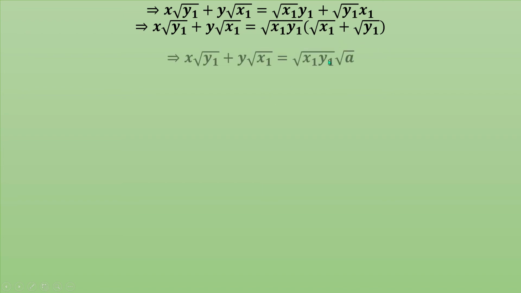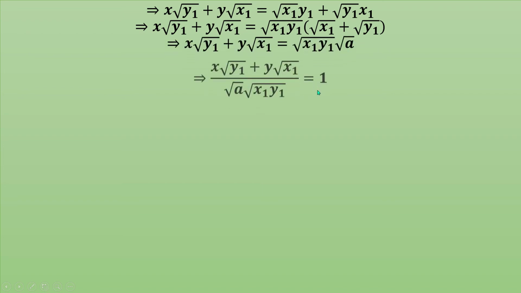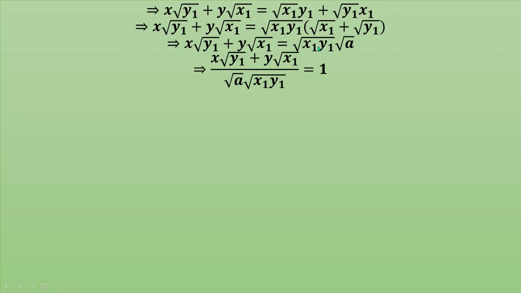Clear? And divide on both sides by square root over x1 y1 into square root over a. As a result, we'll get this. Now, this equal to, you can write and separate here, x divided by square root over y1 cut, here will be square root over a into square root over x1. Similarly, here will be y by square root over a into square root over y1 equal to 1.